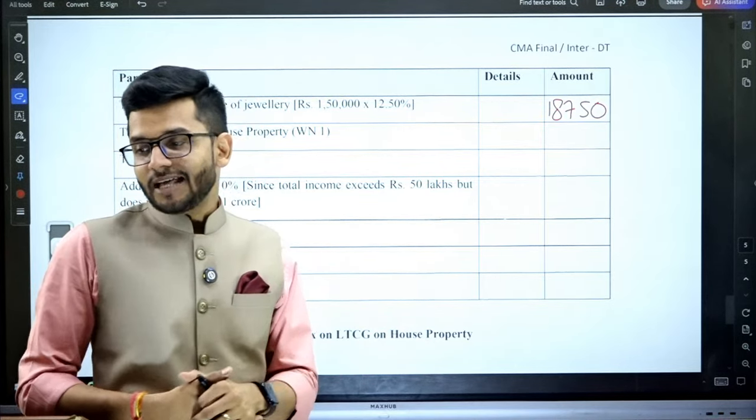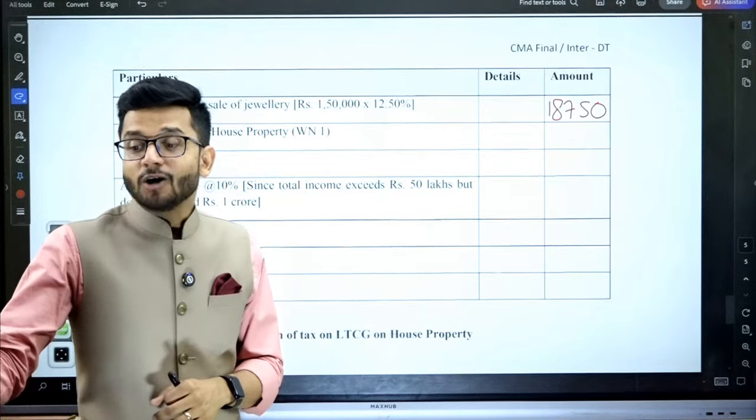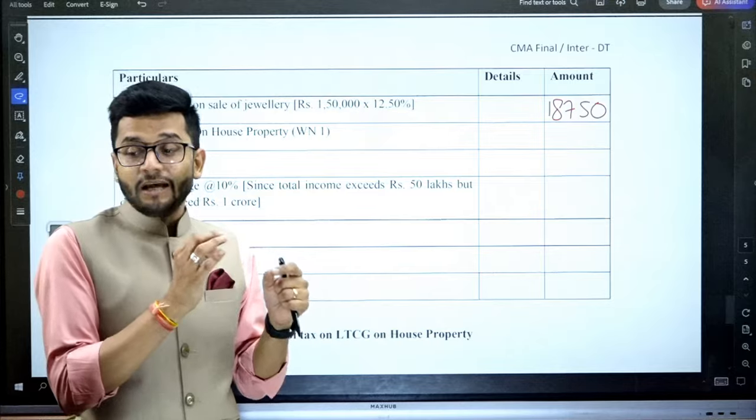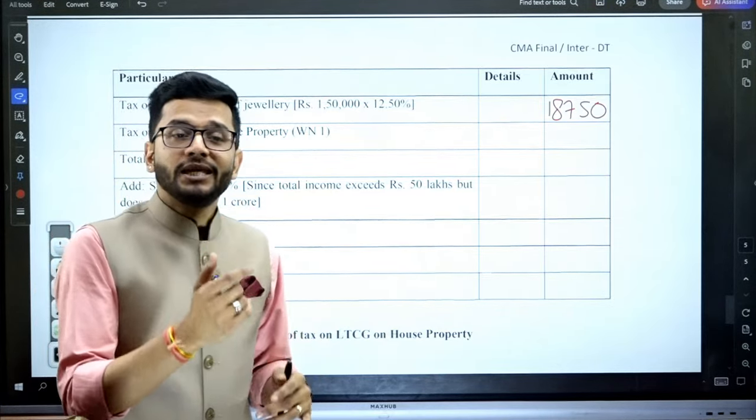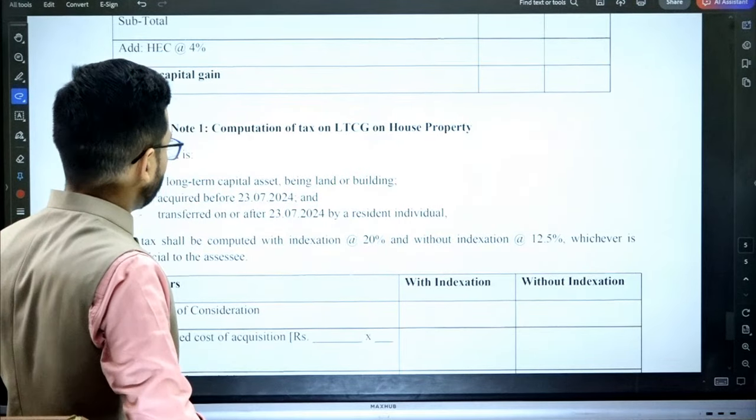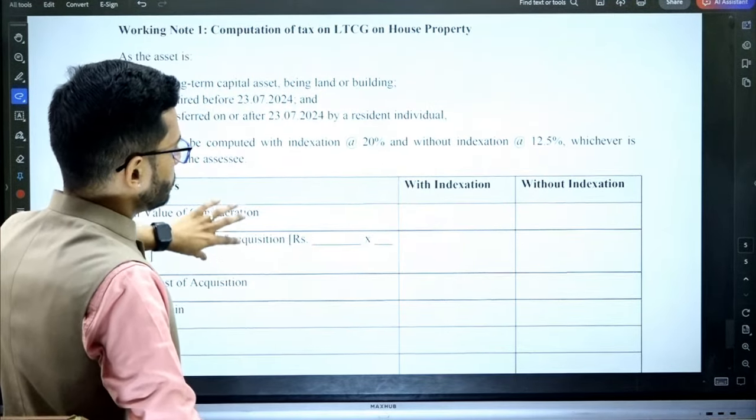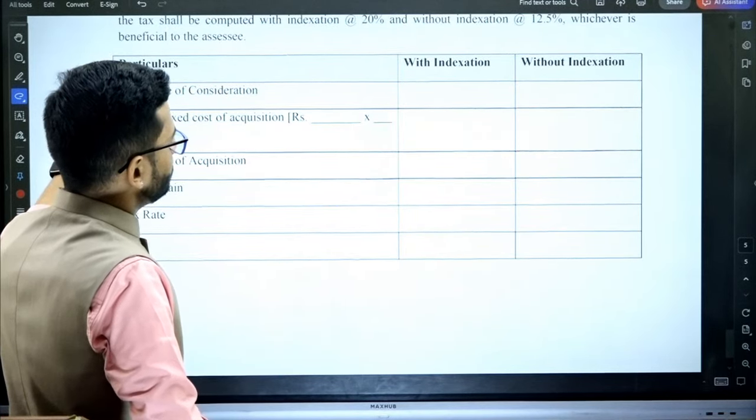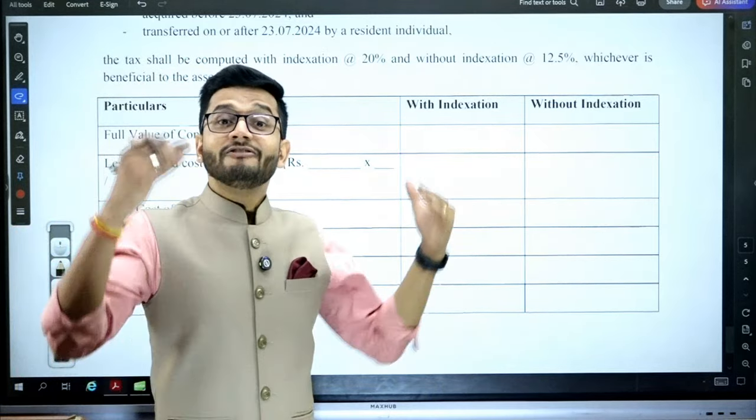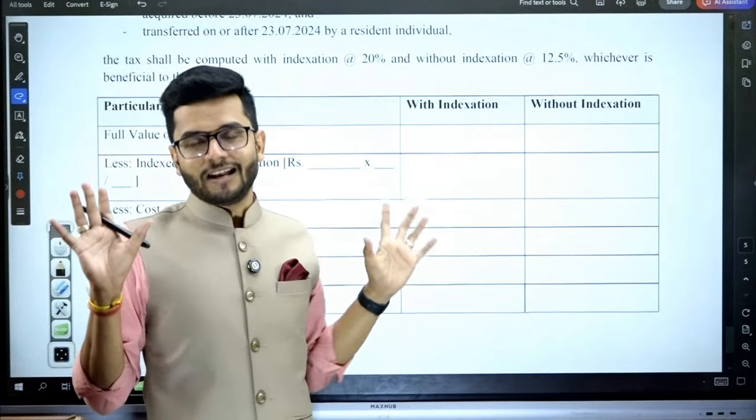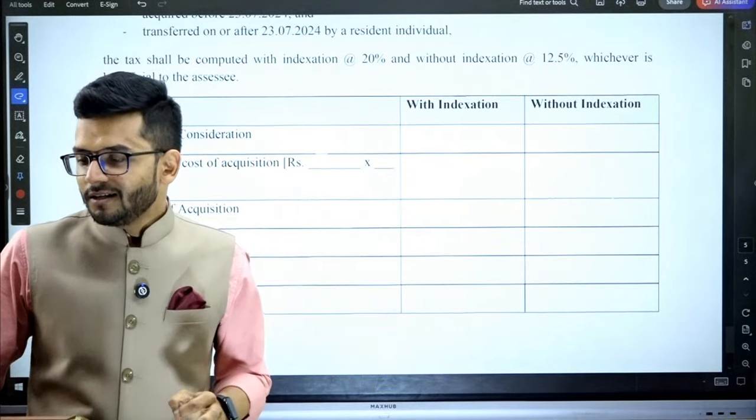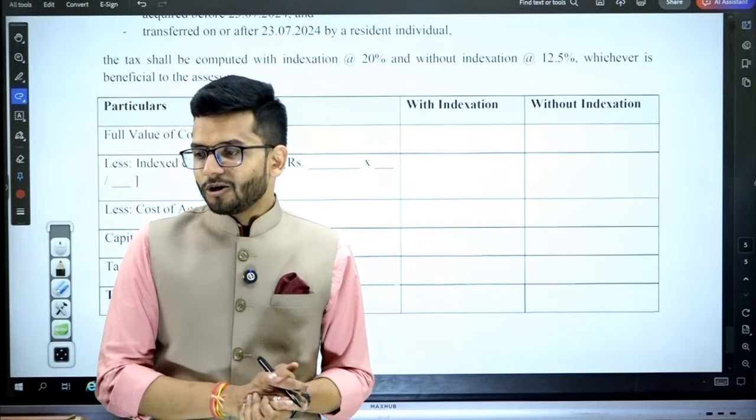Now let us calculate the tax which is required to be paid on the house property, and now we are going to compare the two options which is provided to us: A, without indexation; B, with indexation. What will be the value without indexation? What will be the value with indexation? That is what we are going to compute now. And this is how I'm going to calculate with indexation, without indexation. Whichever is more beneficial to me, I'll take that value, because I am covered under the exception to the new amendment. Okay, sir, got it. Okay, all right.